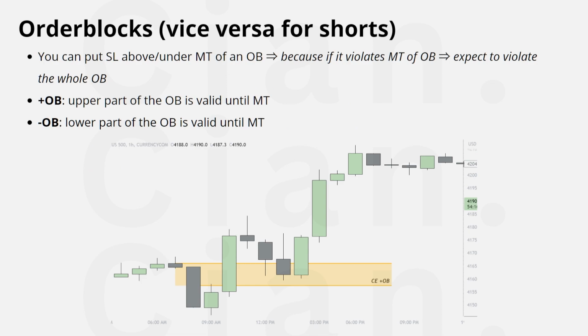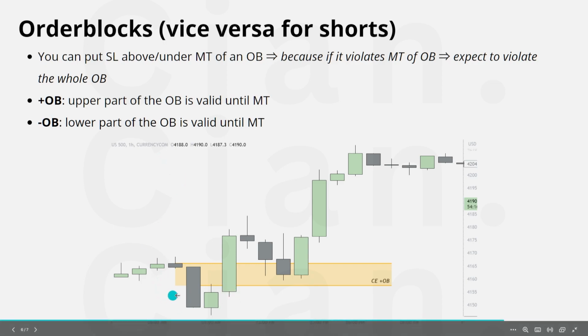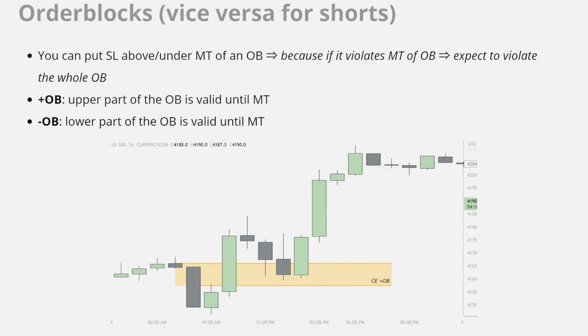You can put your stop loss above or below the mean threshold of an order block, because when price violates the mean threshold of an order block, then you can expect price to violate the whole order block. So when annotating bullish order blocks, you want to annotate the upper part of the order block until the mean threshold, and vice versa for a bearish order block.